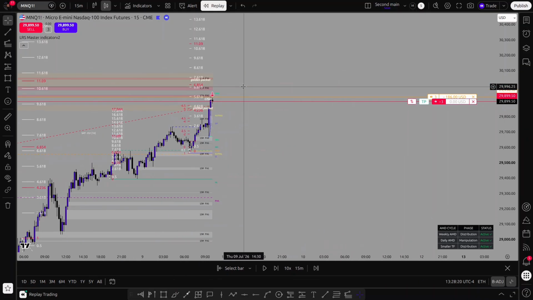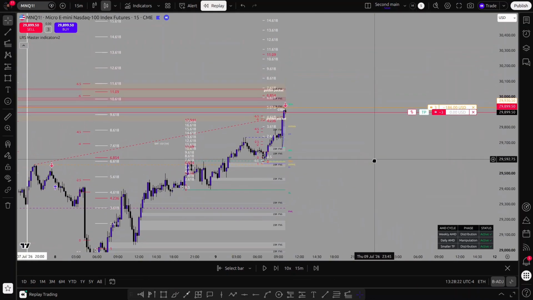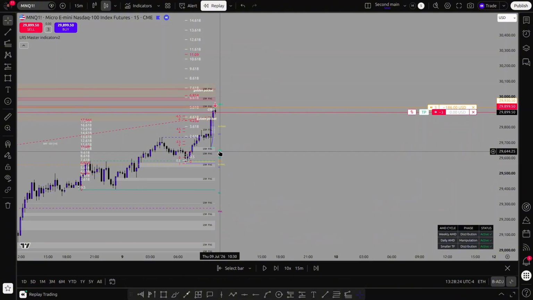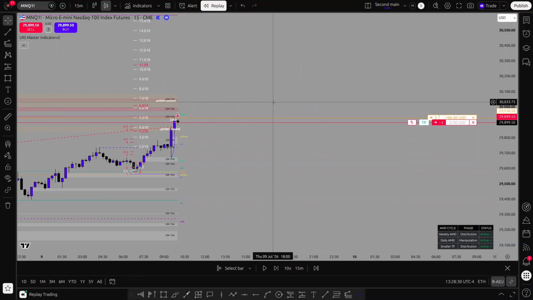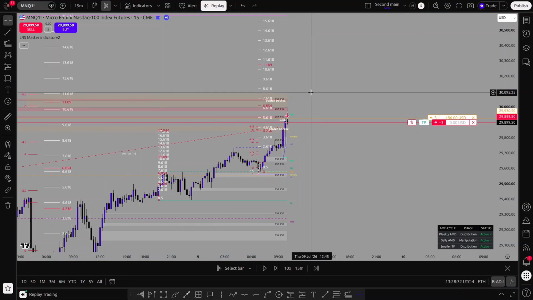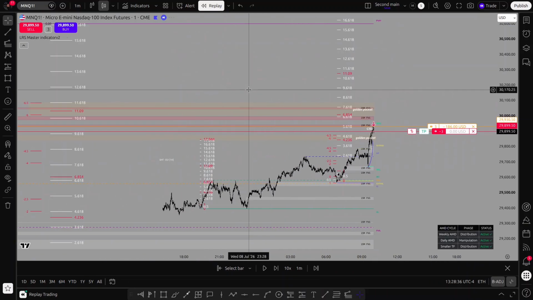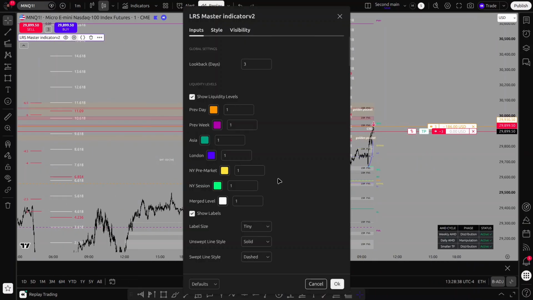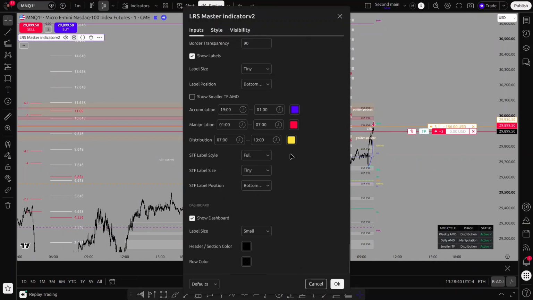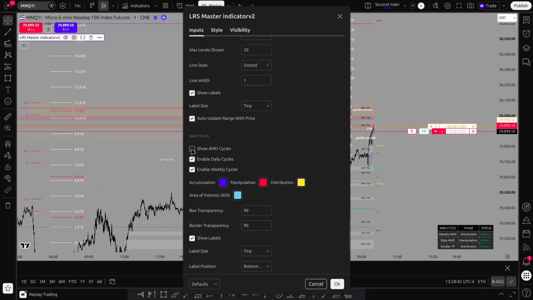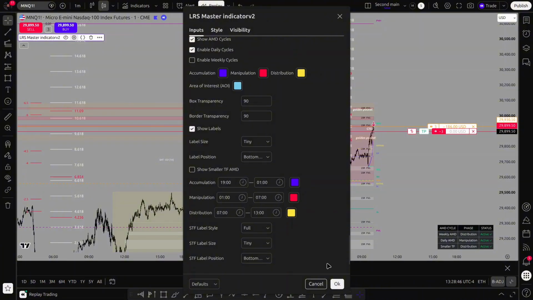Why? Because even though we're bullish, I'm catching a small retracement to sweep these liquidities, sell side liquidity, and then continue going higher. And also, if you are struggling with identifying overall market maker models, you can just pull my indicator. You can either look at the daily cycle or the weekly cycle. It all depends on what you're looking at.